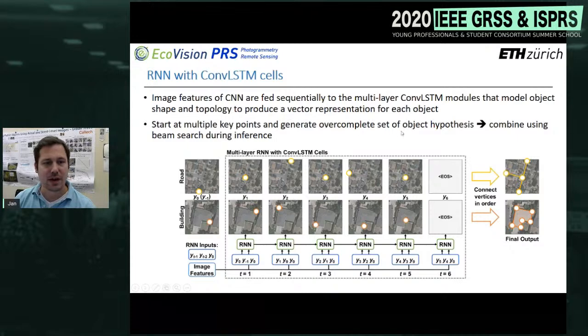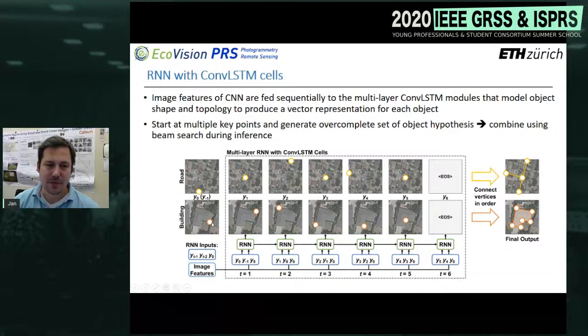And we generate an overcomplete set of building object hypotheses, the same for roads. So we basically have multiple different shapes, multiple different versions of the same building. And we then condense all these multiple different polygons into one final representation using beam search. And beam search is a well-established heuristic method in the machine learning community.